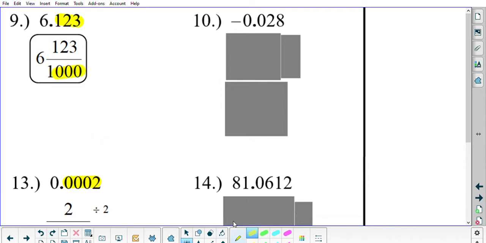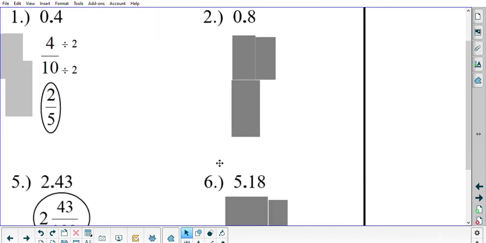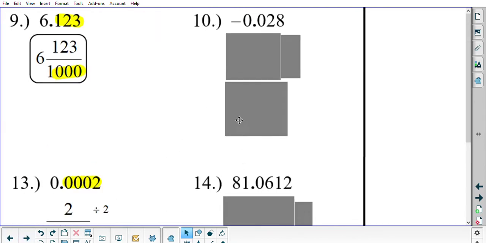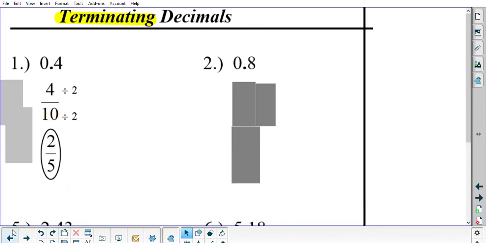Anyway, it is time for you to hit pause on the video, do 2, do 6, then also do 10 and 14. Hit pause on the video, do the remaining problems on the terminating decimal side of the chart. Don't do the repeating decimal side yet on the right. No, no, no, no. Just finish the problems on the left side of the chart. Hit pause, do them now.